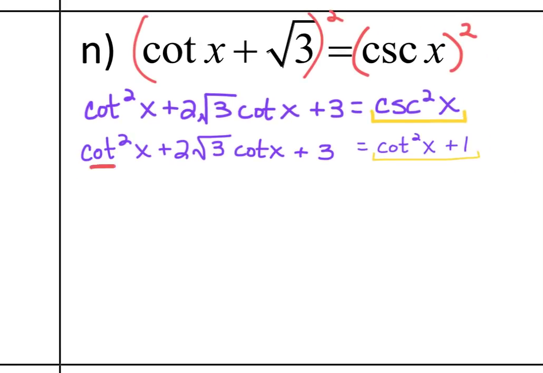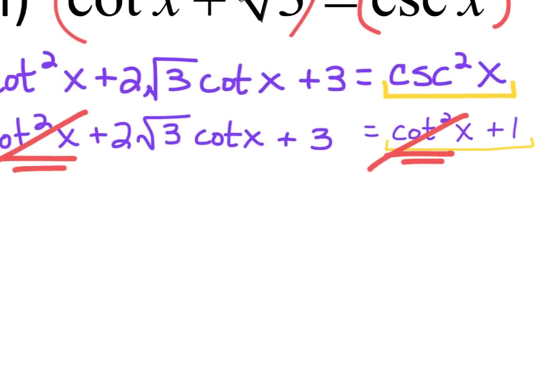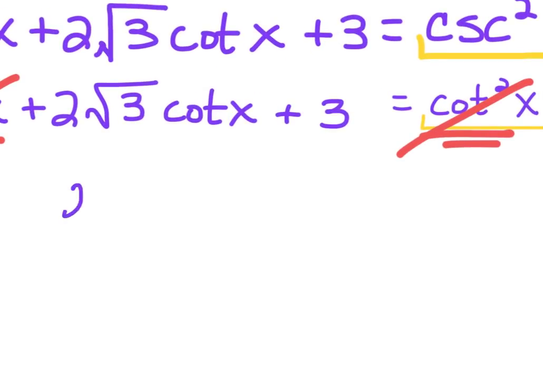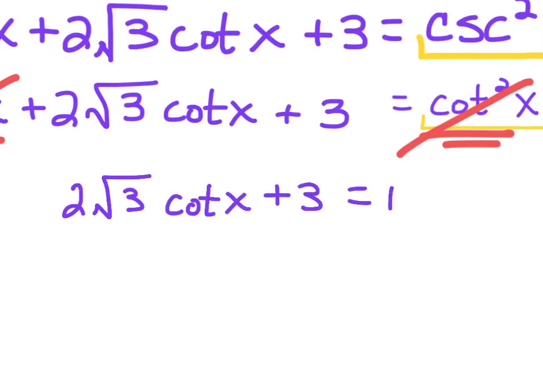But now notice that both sides of this equation have a cotangent squared of x without a coefficient, and they're both positive. Therefore, I can subtract cotangent squared of x from both sides, and they end up canceling each other out. And so suddenly this really ugly problem got not so ugly. And so what I have left here is 2 radical 3 times cotangent of x plus 3 equals 1.